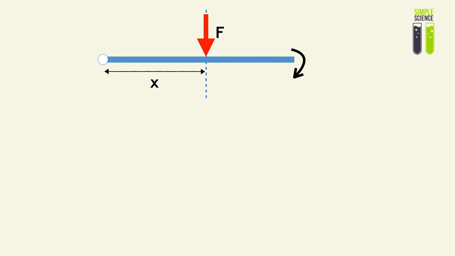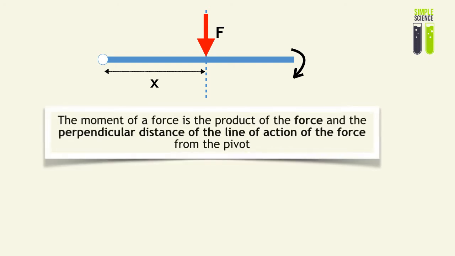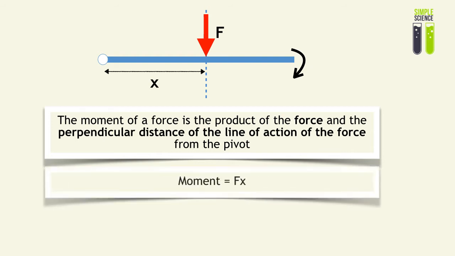And in physics, we define the moment of a force as the product of the magnitude of the force and the perpendicular distance of the line of action of the force from the pivot. In this situation, it's Fx.